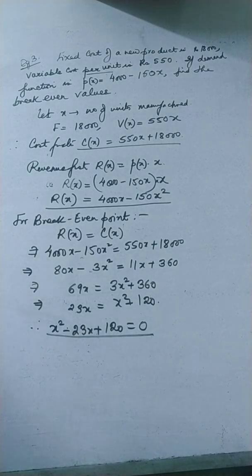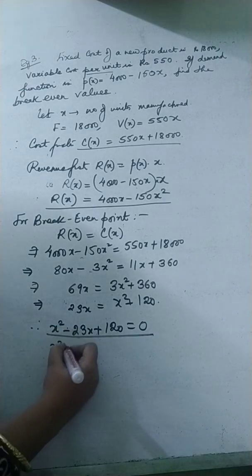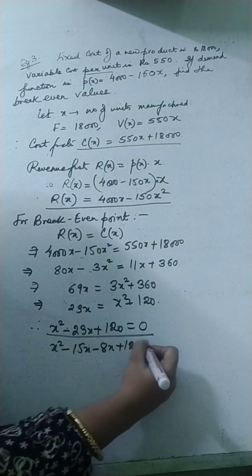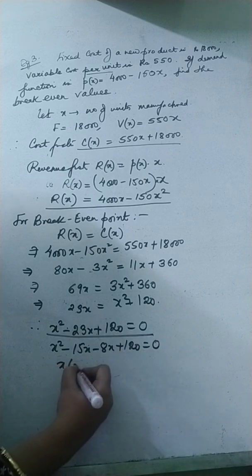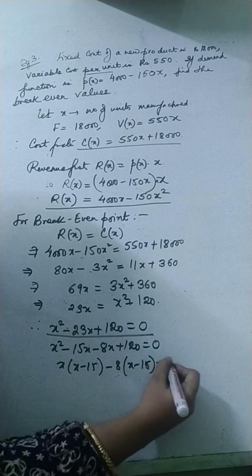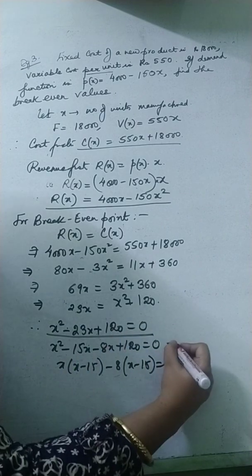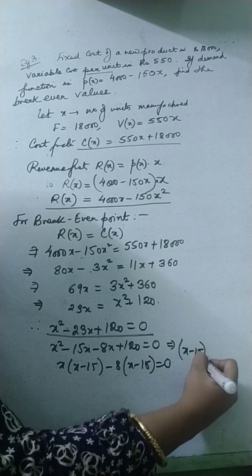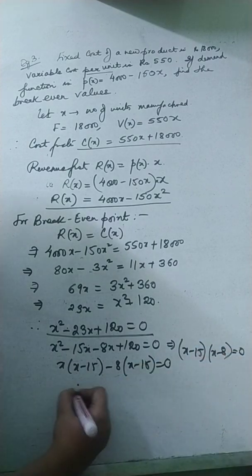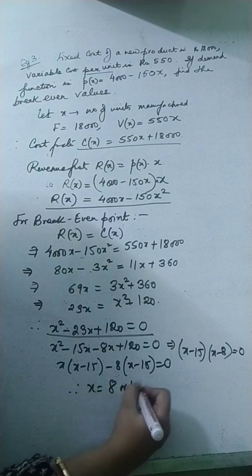Middle term factorization can be done, isn't it? Yes, 120, I suppose you know how to do middle term factorization. What will be the factors? 15 and 8, isn't it? So it's x squared minus 15x minus 8x plus 120, which is 0. From here you get x minus 15 into x minus 8. So it's becoming x minus 15 and x minus 8, which is 0. So x is either 8 or 15.